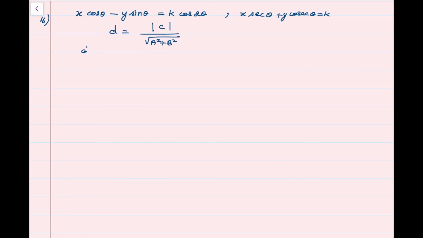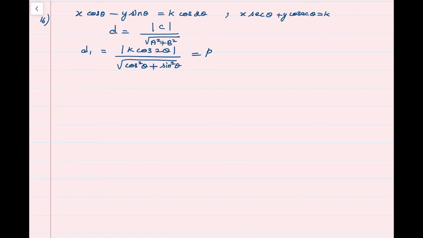We will calculate the distance of origin from the first line. Let it be d1 and here c term is k cos 2 theta. You may write minus k cos 2 theta or k cos 2 theta, because of absolute value sign it does not matter. Divided by root of coefficient of x is cos theta. So we get cos square theta plus coefficient of y is minus sin theta the whole square is sin square theta, and this distance is given as p.